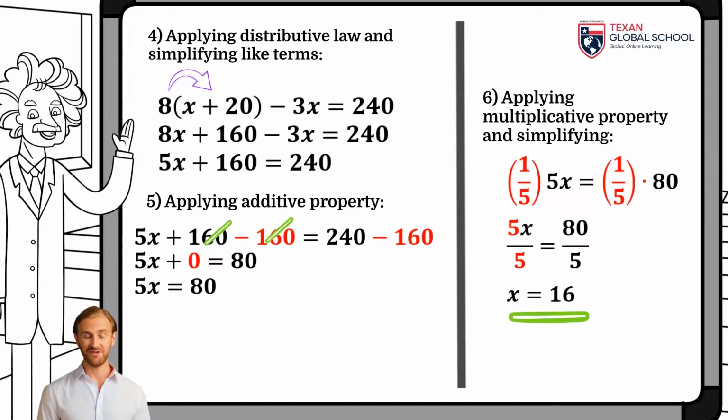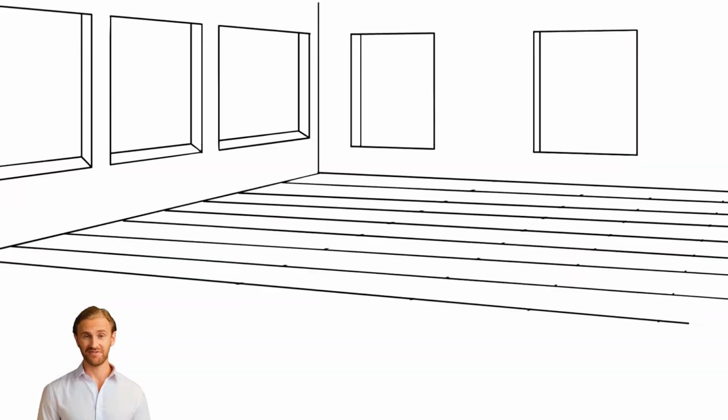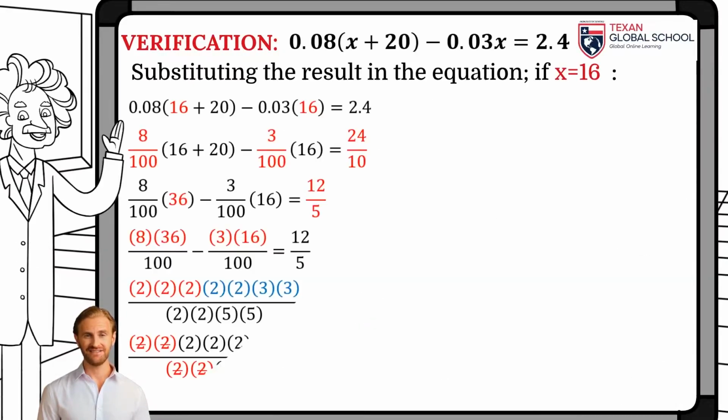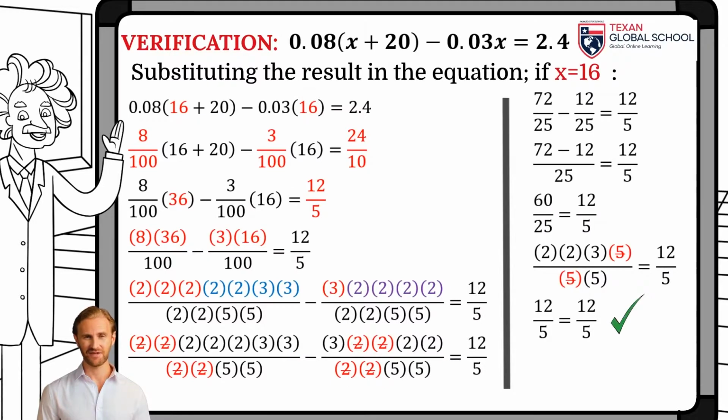Finally, we apply the multiplicative property. We multiply by 1/5, thus obtaining x equal to 16. We verify the equation by substituting x equal to 16 in the original equation. As we can see, by performing the process independently, we can see that the equality is satisfied, indicating that the result is correct.